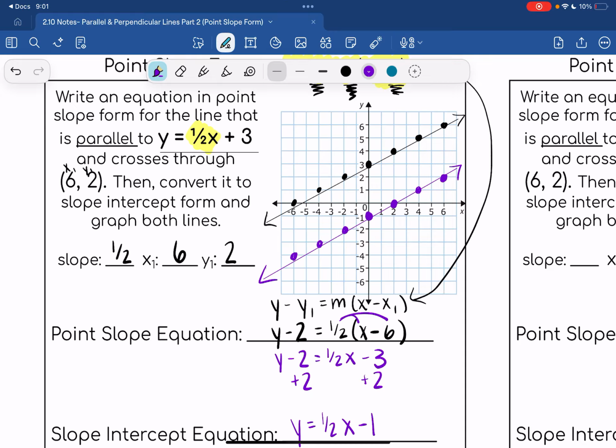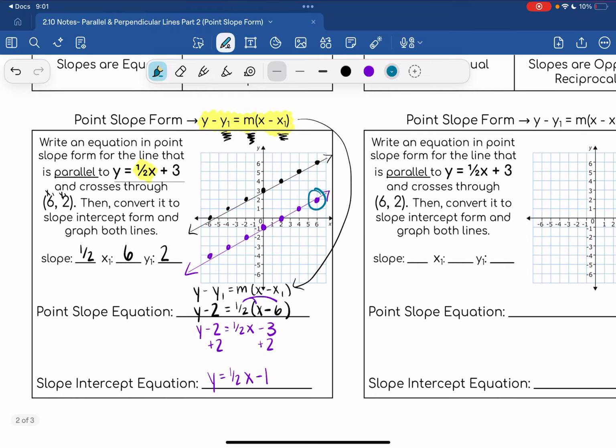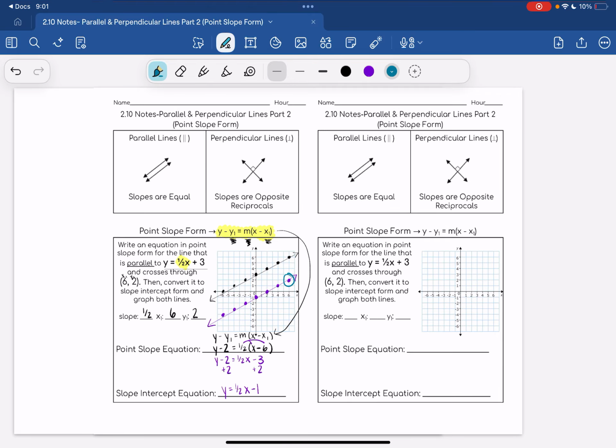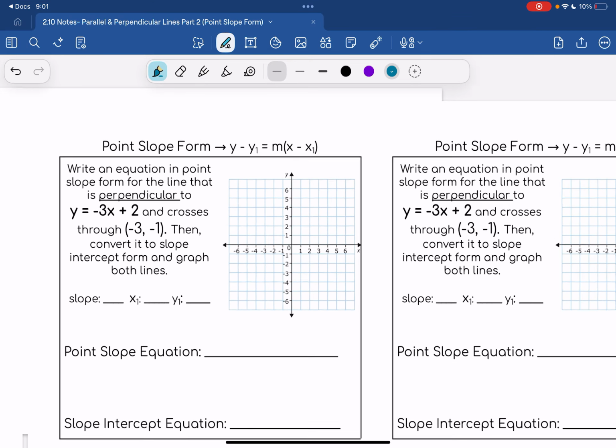And then when you are done, you can check to make sure that you correctly did this. Is this line parallel to the other one? Yes. Does it cross through the point 6, 2? Yes, it does. All right, we've got one more example on the back for a perpendicular line. You guys can work on your assignment and then your project.